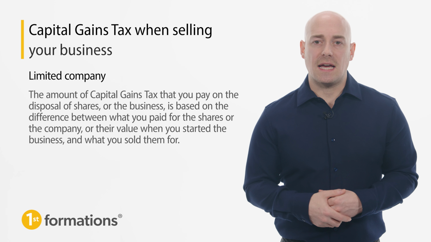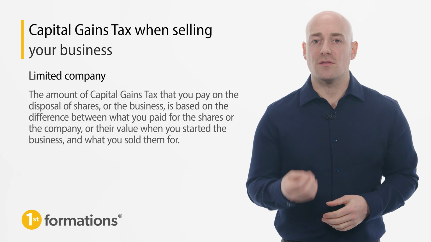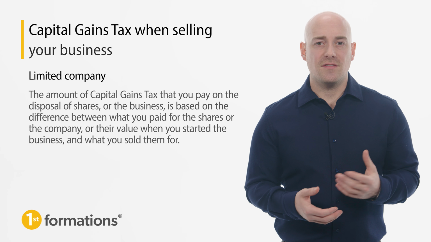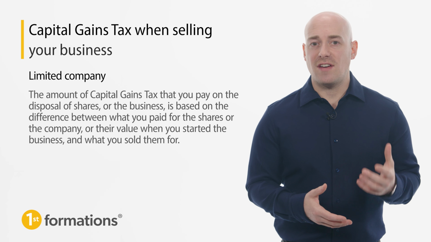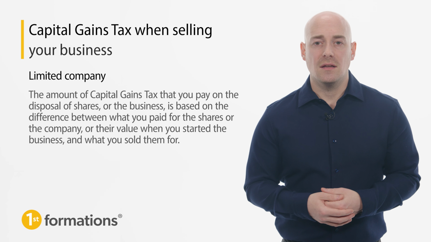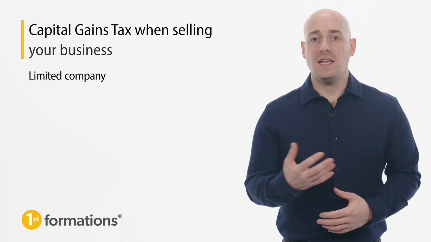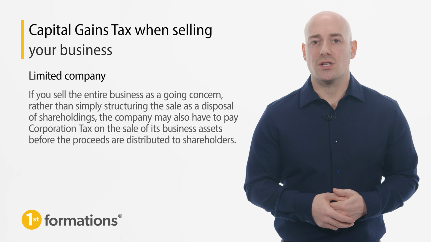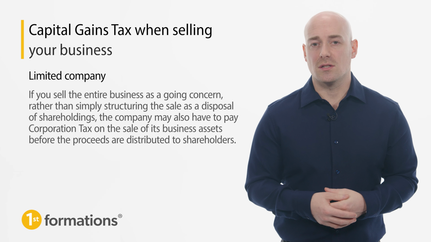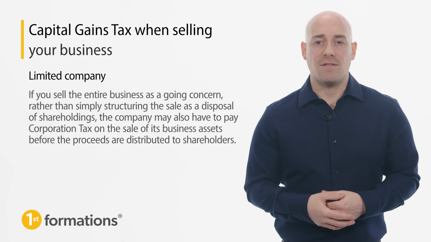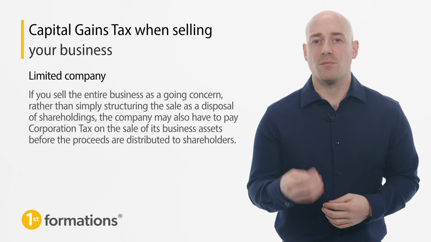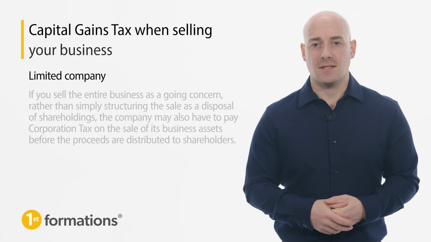The amount of capital gains tax that you pay on the disposal of shares or the business is based on the difference between what you paid for the shares or the company, or their value when you started the business, and what you sold them for. If you sell the entire business as a going concern rather than simply structuring the sale as a disposal of shareholdings, the company may also have to pay corporation tax on the sale of its business assets before the proceeds are distributed to the shareholders.